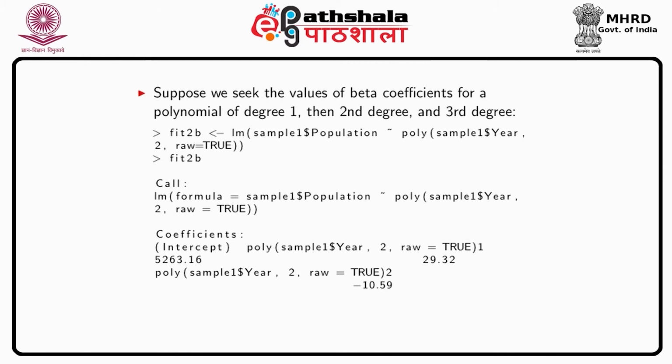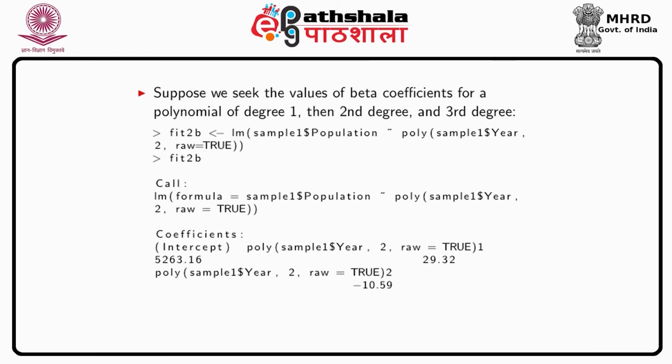And the regression coefficient estimates have the same interpretation as before, in the sense that if you look at the output, the intercept has an estimate of 5263.16. So in the absence of all the covariates or the explanatory variables x, this is the mean value of y. Now for the first coefficient x, we have the estimate as 29.32, which means if we change x by 1 unit, then y changes by 29.32 units.